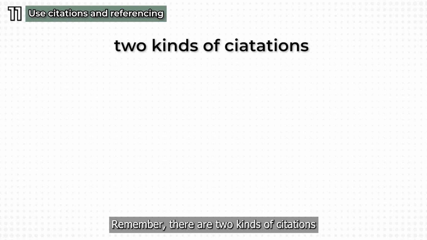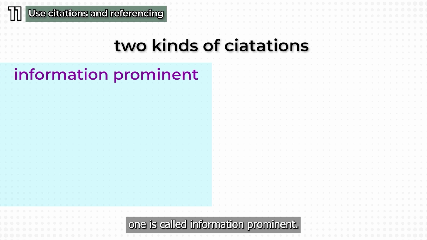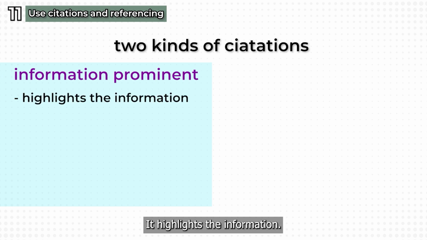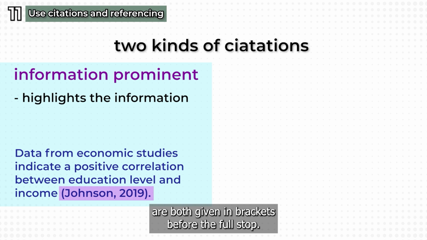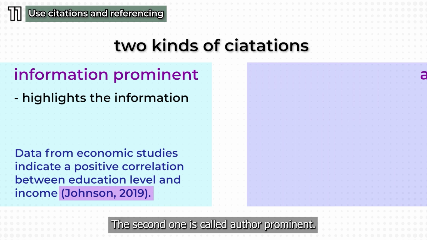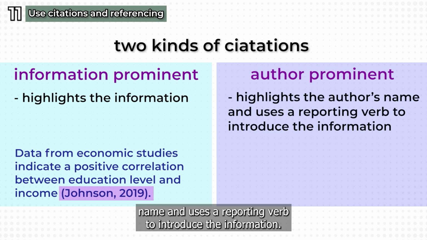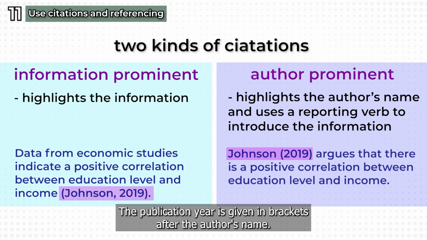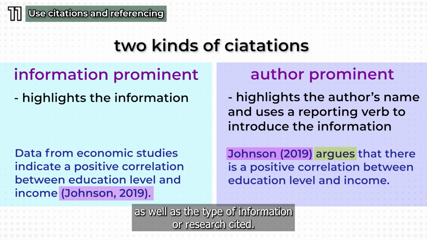Remember, there are two kinds of citations. The first one is called information prominent. It highlights the information. The author's name and the publication year are both given in brackets before the full stop. The second one is called author prominent. It highlights the author's name and uses a reporting verb to introduce the information. The publication year is given in brackets after the author's name. The reporting verb you choose can show opinion, distance and attitude as well as the type of information or research cited.